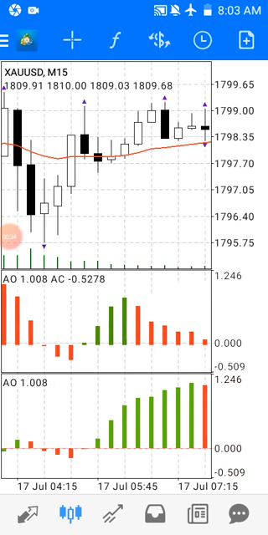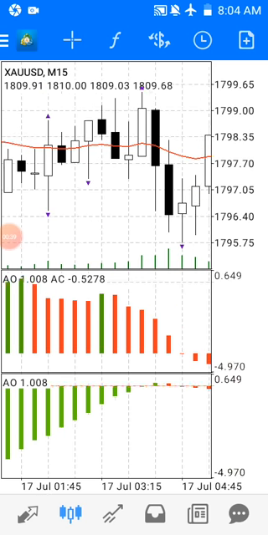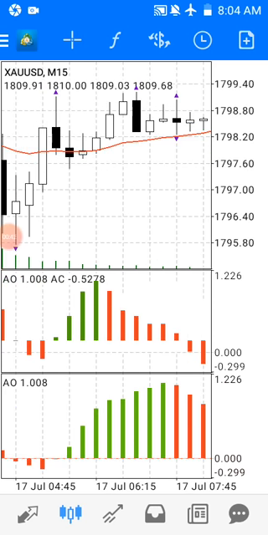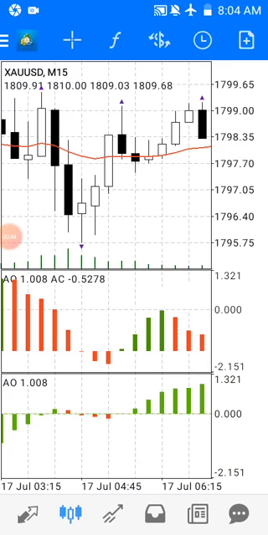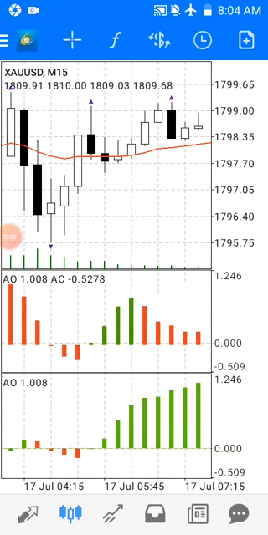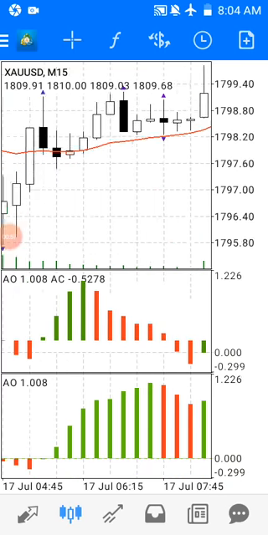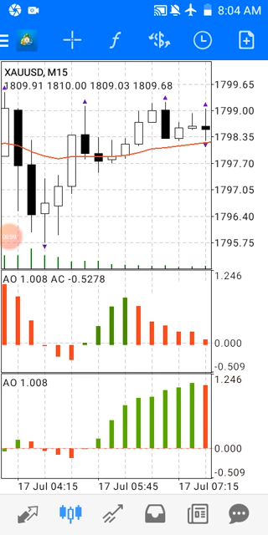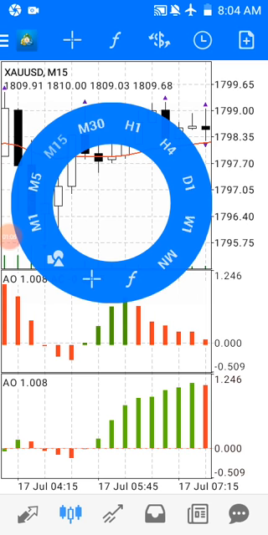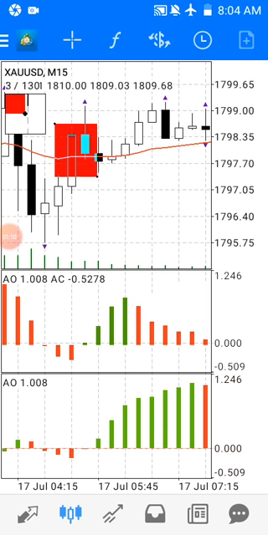Now, today we will be looking at a strategy you can use to trade gold, XAUUSD. We are looking at the XAUUSD 15-minute time frame. The way this strategy works is you allow the candle bar to close above or below the 21 EMA. 21 EMA is the moving average we have on the main window. Like we have on the screen, we have the candle bar closing above the 21 EMA around here.